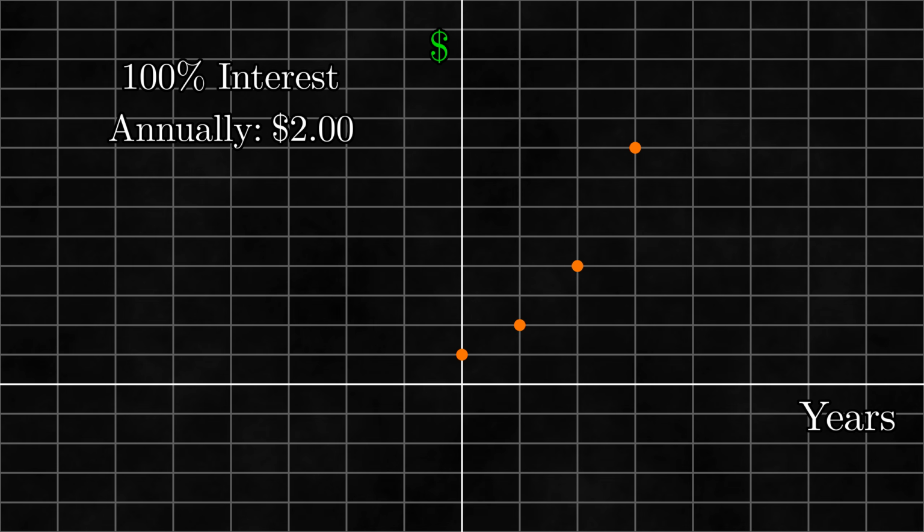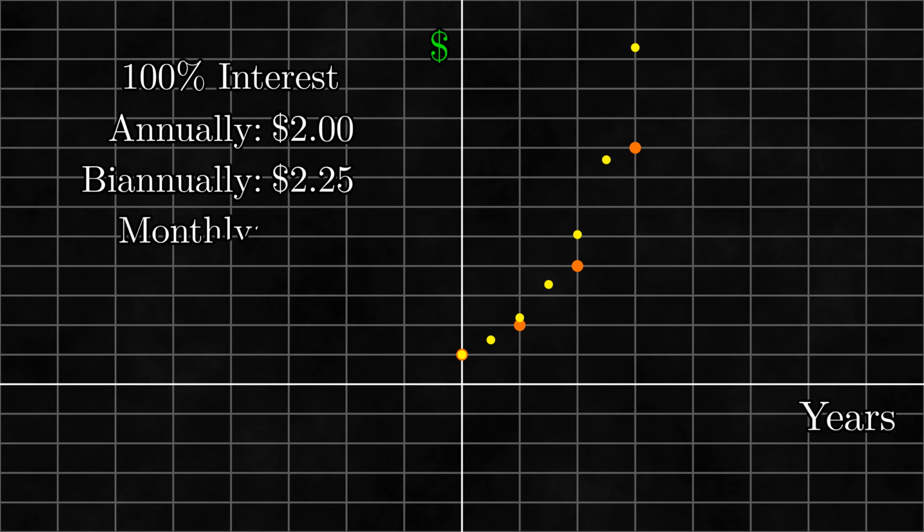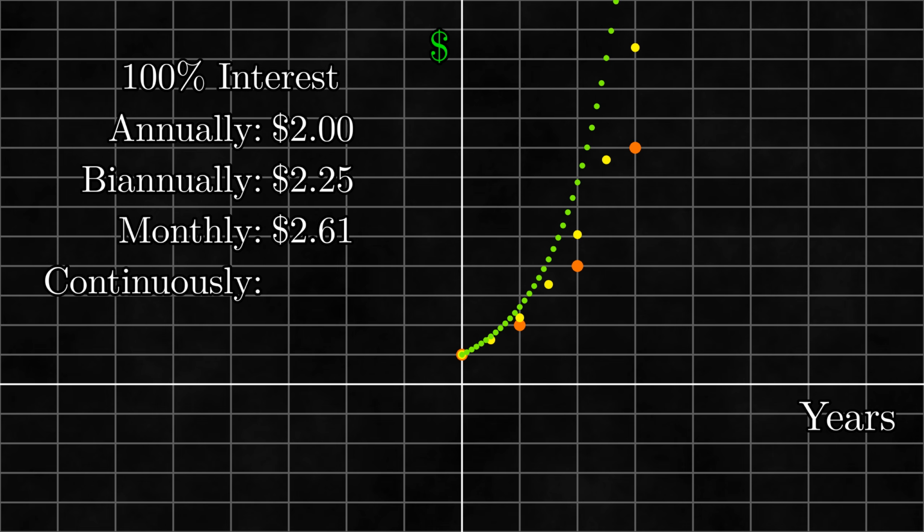However, the interest could get compounded more often. If it's compounded biannually, you'll end up with $2.25 after the first year. If it's compounded every month, you'll end up with about $2.61 after a year. It may seem like you'll get more and more money if they compound more and more frequently, but there's a limit. If it's compounded continuously, you'll end up with about $2.72 after a year. This is precisely equal to the mathematical constant e. In the end, the amount of money you will have after x years is e to the x.